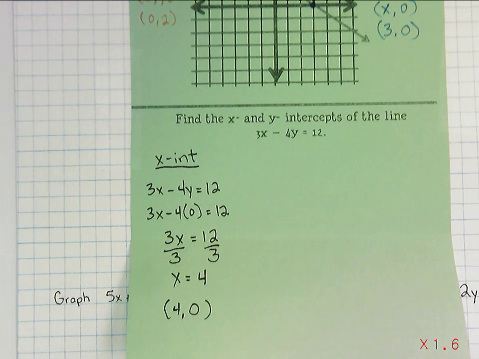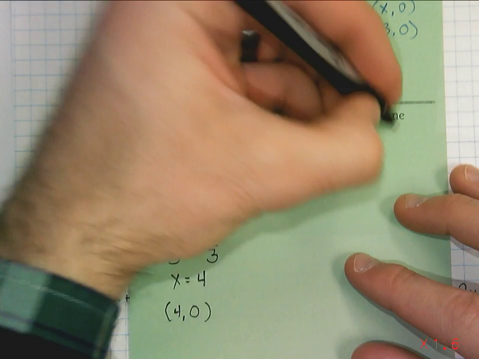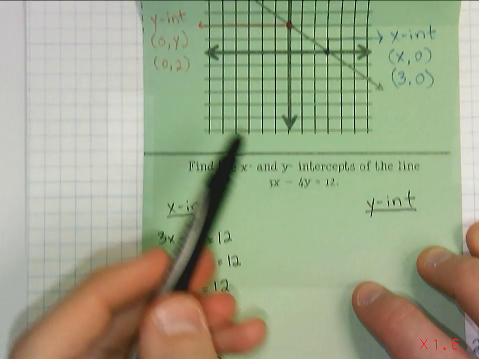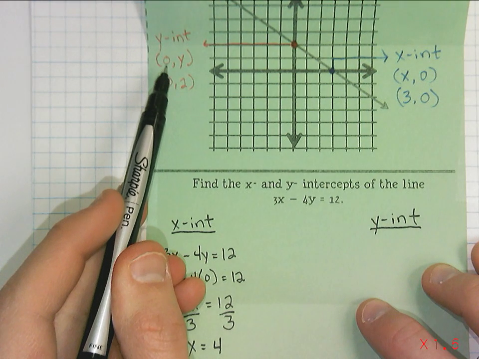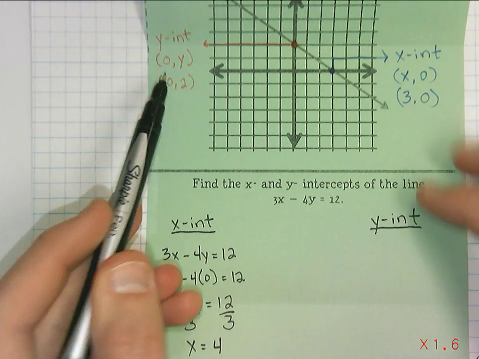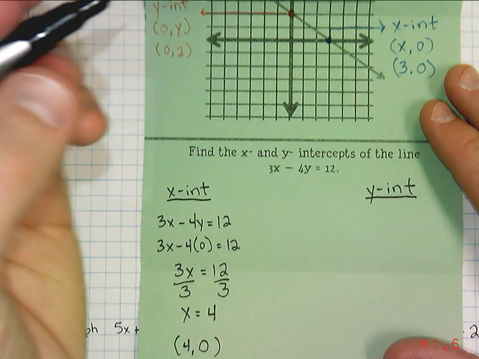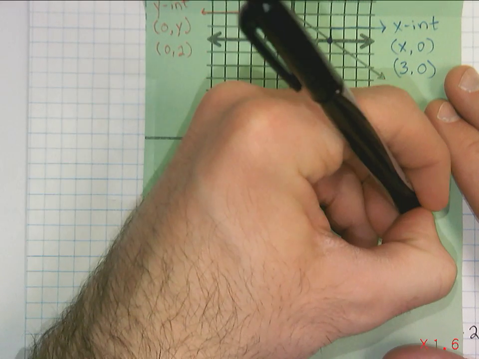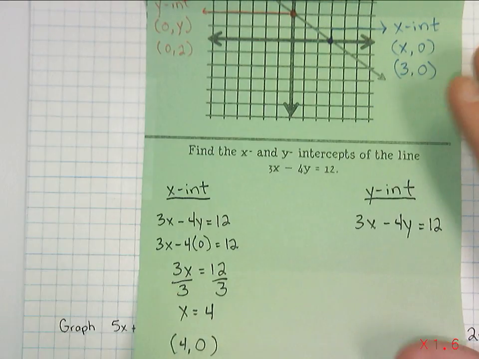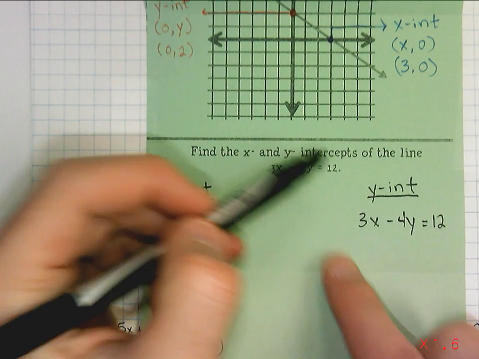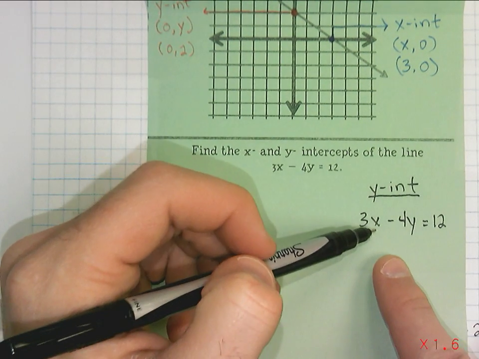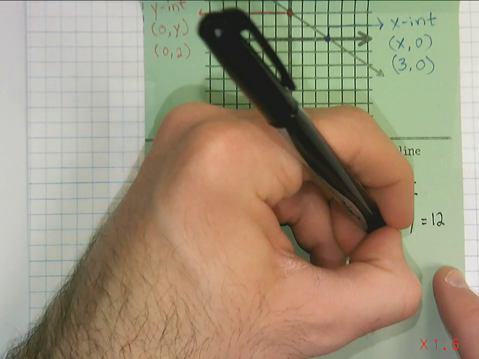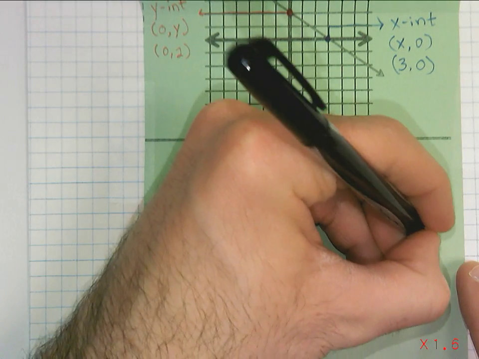So on the flip side of that, let's look at the y-intercept. What we're going to do is just the complete opposite. We're going to substitute 0 in for x, because if we look up here, with the y-intercept, your x point is always 0. So let's rewrite our equation. 3x minus 4y equals 12. We're going to substitute 0 in for x, because we know that's the value of x at the y-intercept. So 3 times 0 minus 4y equals 12.